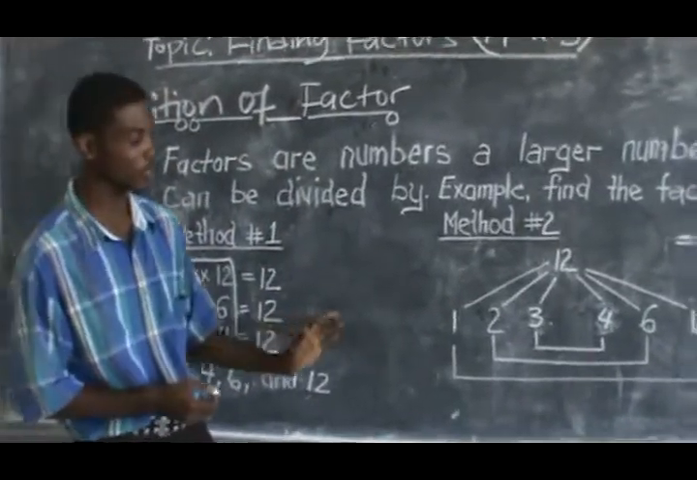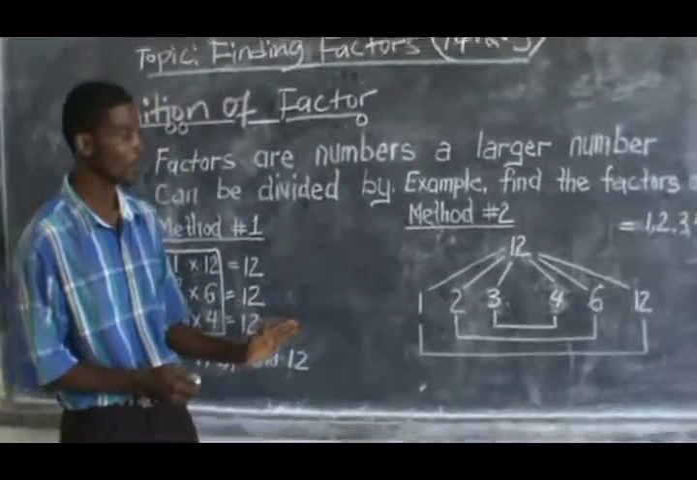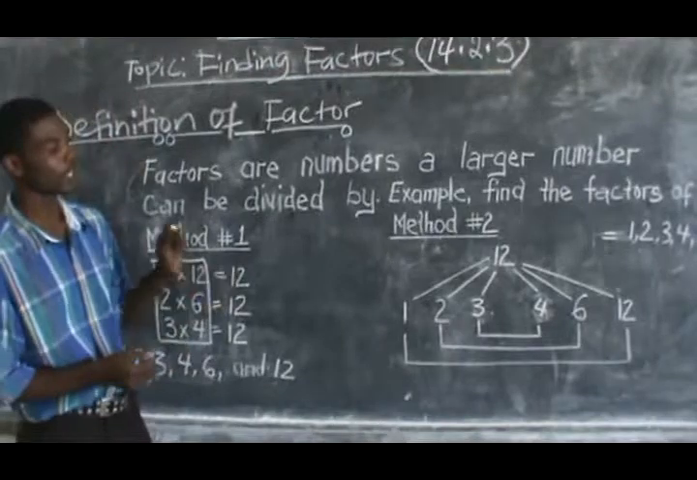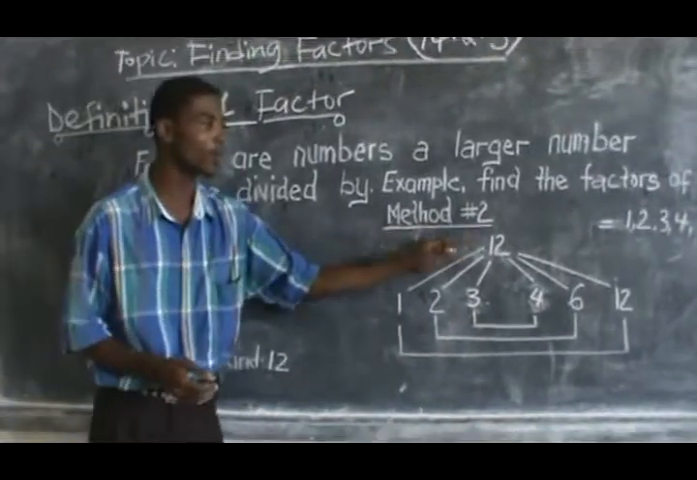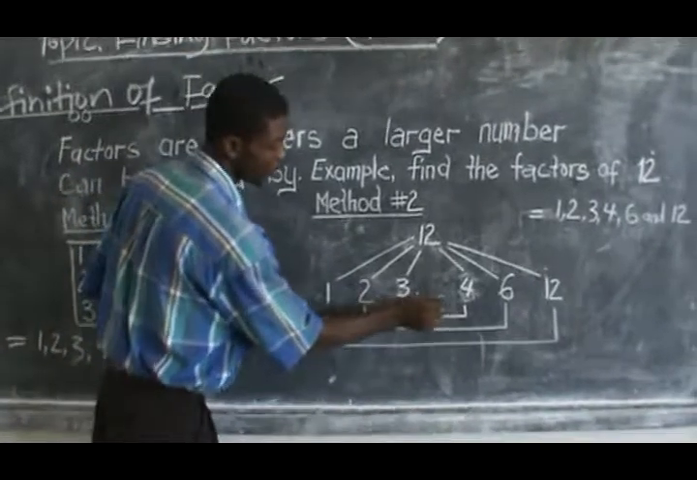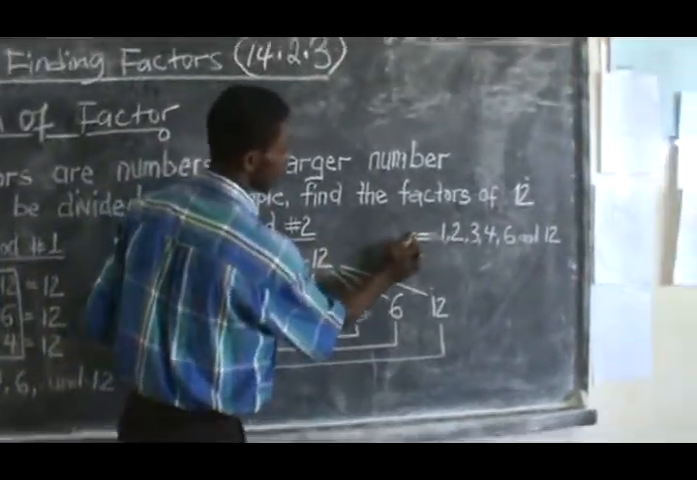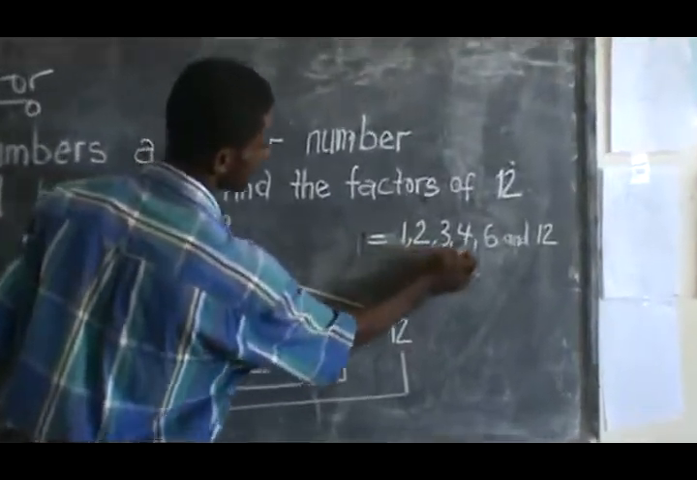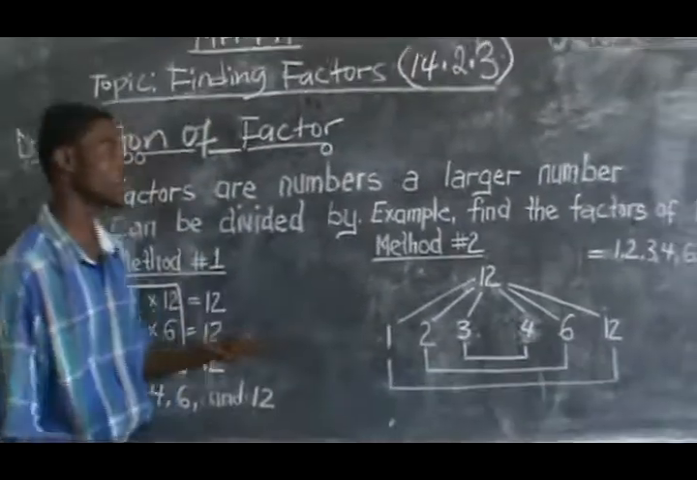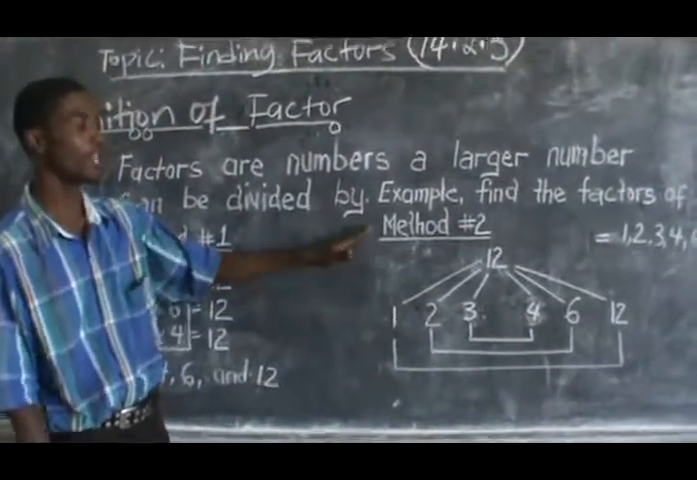Now, in order to list the factors of 12 under method 2, we list all the numbers that we have discussed that can go into 12. And all the numbers are 1, 2, 3, 4, 6, and 12. So the factors of 12 are 1, 2, 3, 4, 6, and 12 using the illustration or graphic organizer under method 2.